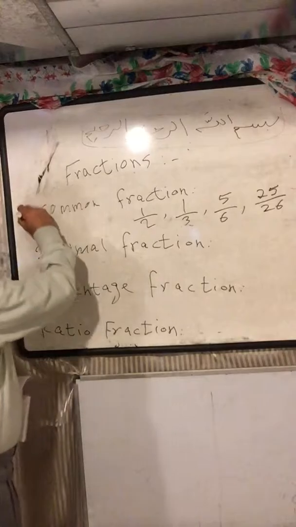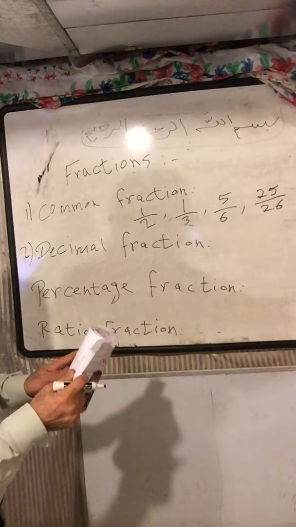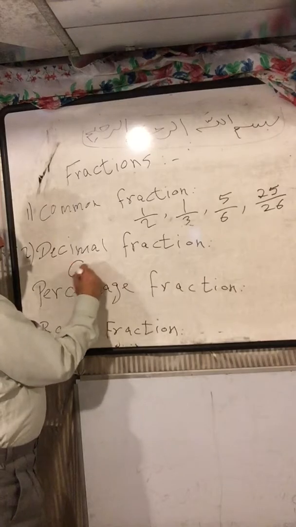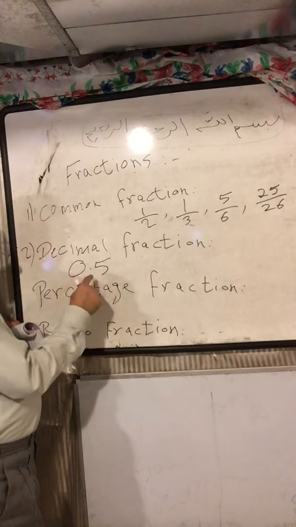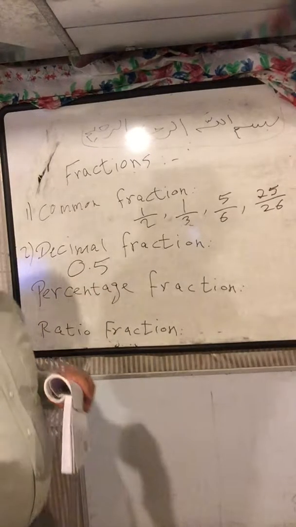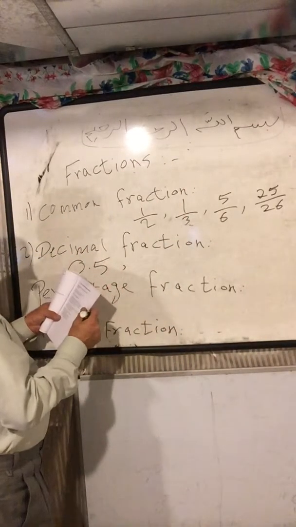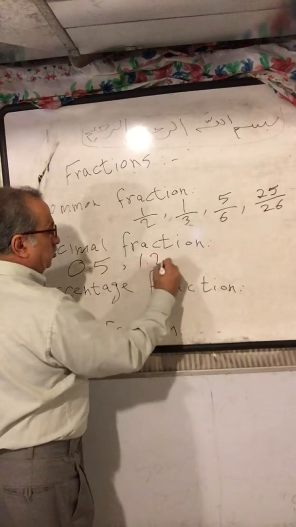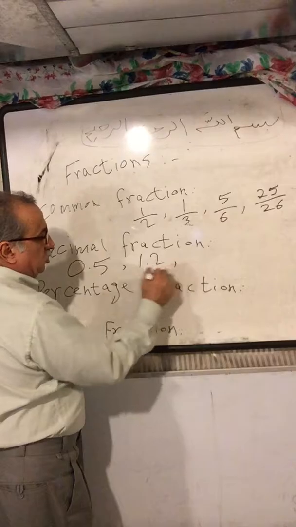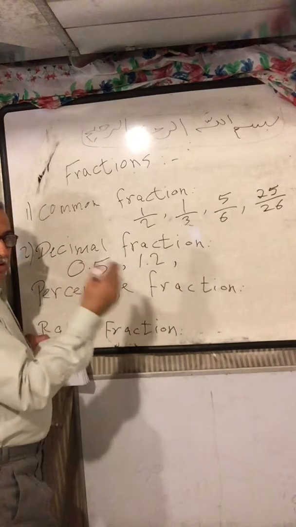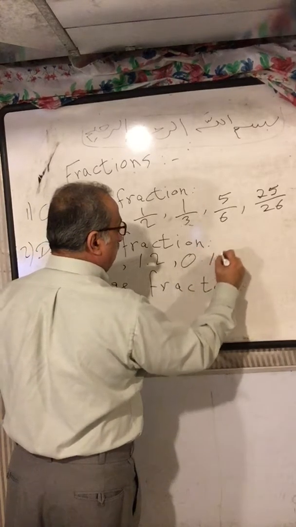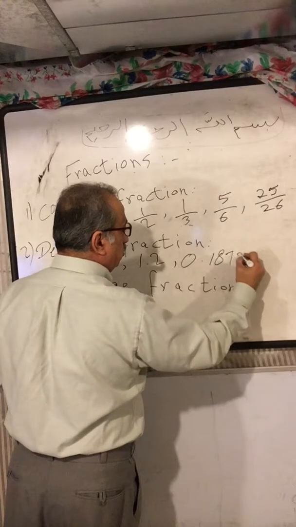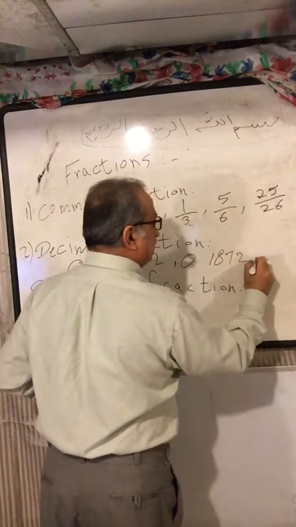Number two, decimal fraction is like, we say, 0.5. That's also a fraction. It is a decimal number, but it's also called a decimal fraction. Another one is 1.2, 1 decimal point 2. That's also a decimal fraction. And then we have 0.1872, etc. That's a decimal fraction.